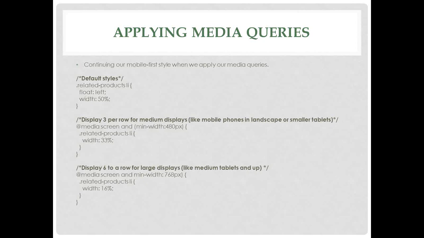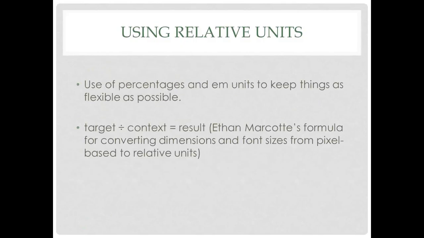And for mobile phones in landscape and smaller tablets, our target is 100%, but we want to display 3, so the context is 3. So 100 divided by 3 gives 33%, which is our result. And to develop 6 images in a row for larger displays like small desktops and large desktops, again the target is 100 divided by 6, which is the context. It gives 16. So it's always good to use these percentage and EM units because of the advantage they provide over tremendous variance brought on by screen size, pixel density, and zoom level.